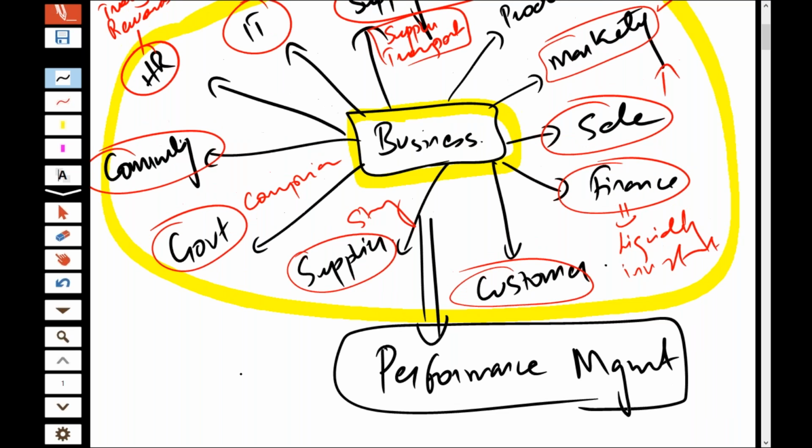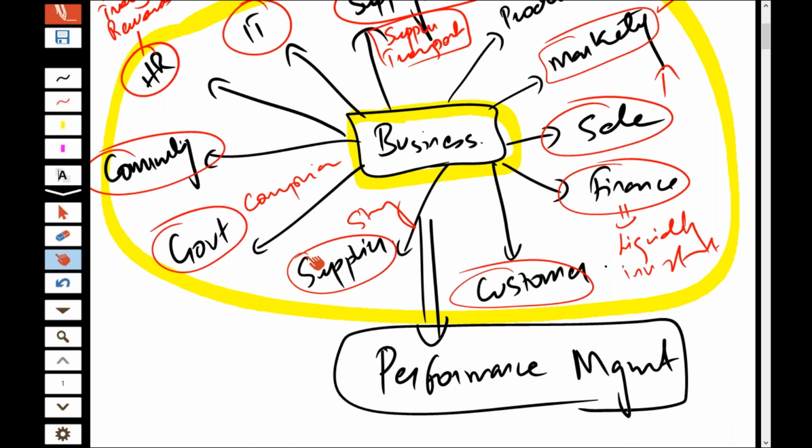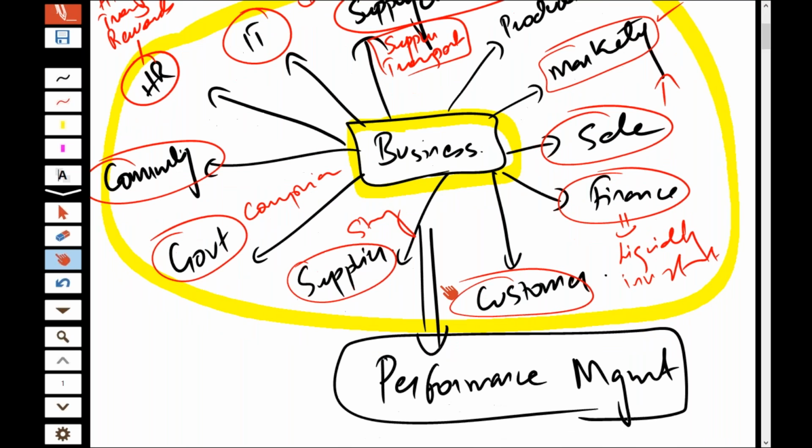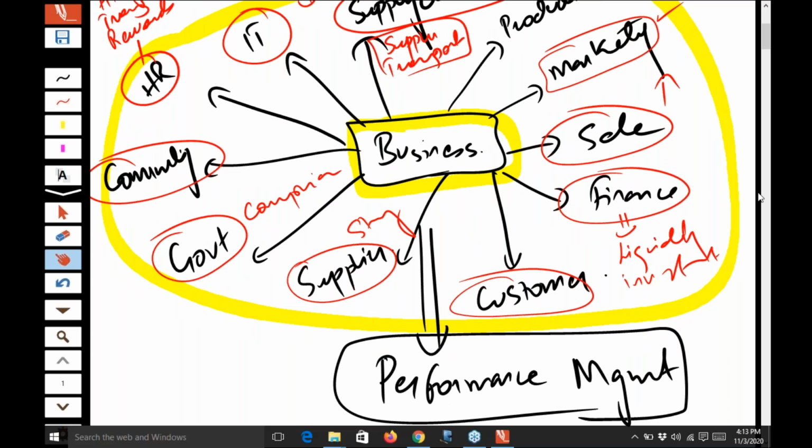So the concept of performance management is that you are simply running a business and you are ensuring that every single aspect which is used in order to run that business is going to be managed properly. That is what is going to be considered performance management.